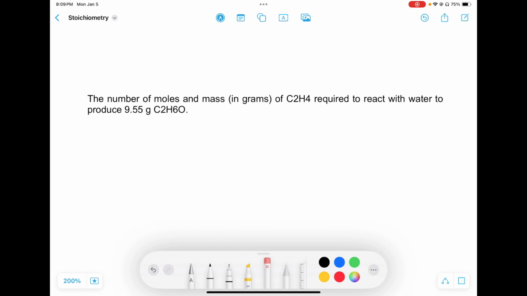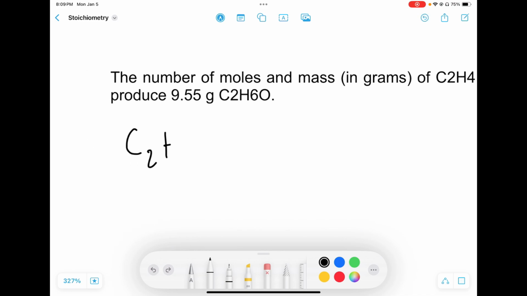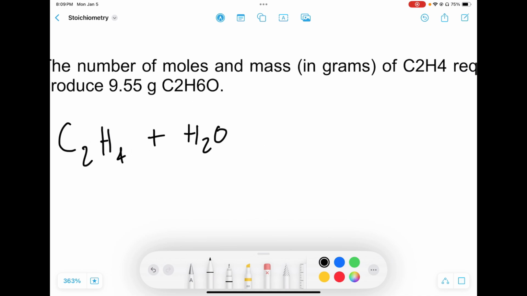So this problem asks for the number of moles and mass in grams of ethene required to react with water to produce 9.55 grams of ethanol. So the first thing you want to do is to write down the full chemical equation and balance it, because balancing is really important. That's how you get the correct mole ratios.